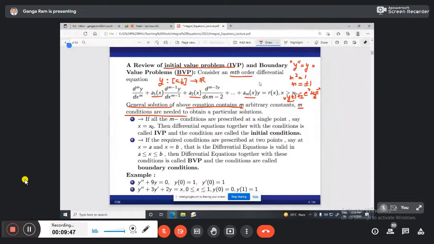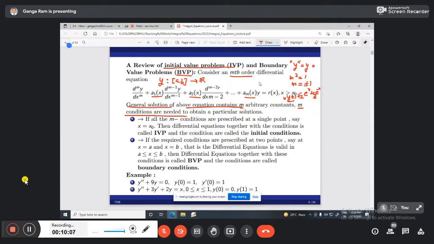Okay, so based on these m conditions, we can divide these conditions into two parts. The first is called the initial value condition, or initial condition, and the second is called the boundary condition. So what are our initial conditions and what are our boundary conditions?